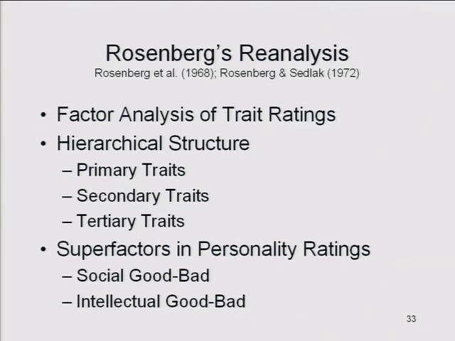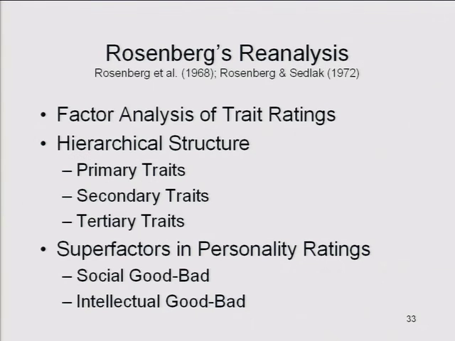But basically, factor analysis is a technique for extracting the basic dimensions that underlie a whole matrix of intercorrelations. So what Rosenberg did was to look at a very large matrix of intercorrelations among traits, and he discovered that some of these would cluster together into higher order factors, and then some of these higher order factors would cluster together into super higher order factors, suggesting that there's actually a hierarchical structure in personality trait ratings, where at the bottom you've got primary traits like maybe warm and cold and intelligent and unintelligent, and at the next higher level you've got some other set of traits and so on.